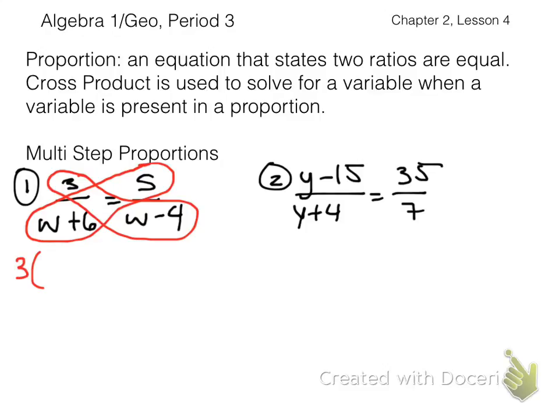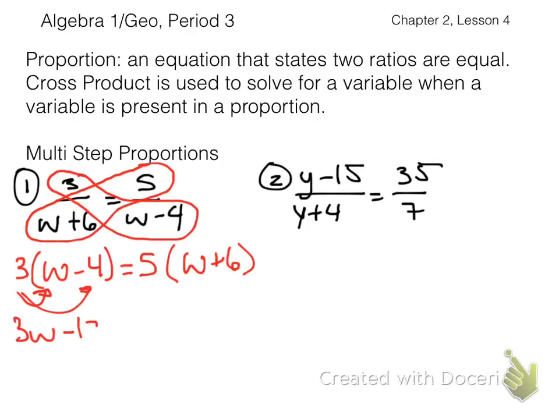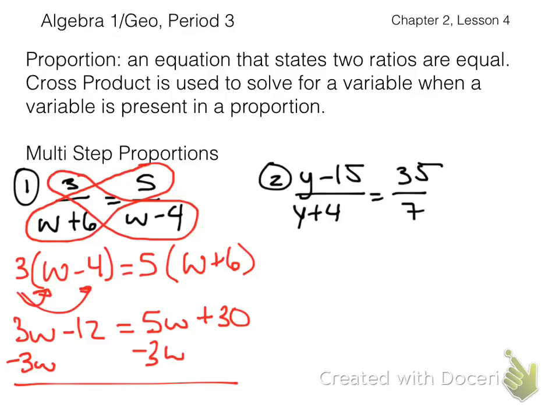So you're going to end up with 3 times w minus 4 is equal to 5 times w plus 6. And we're going to solve for w. Alright? So because it's 3 times that, we're going to have to use the distributive property, which is 3w minus 12 equals 5w plus 30. There we go. And now we have variables on both sides, which means we can go ahead and solve just like we did at the beginning of this video. I'm sorry this is going on a little long, but you know what? I'm almost done. So that's negative 12 is equal to 2w plus 30.